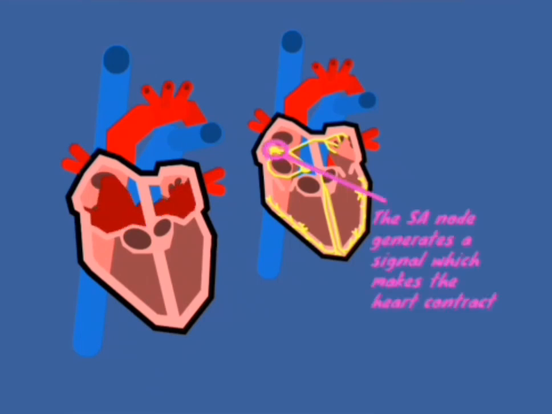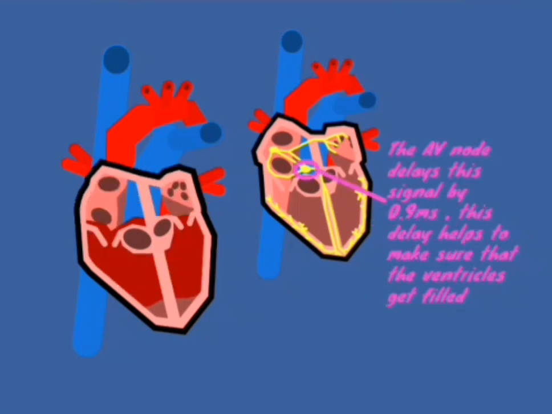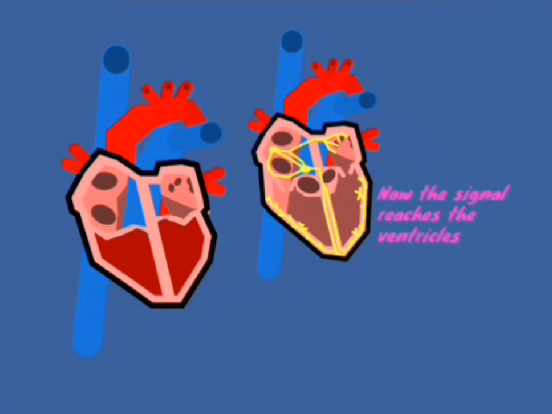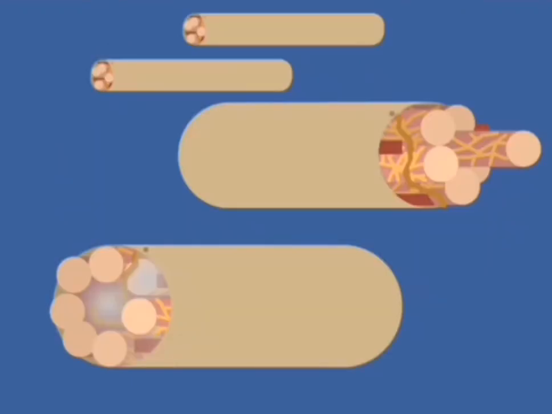The SA node generates a signal which makes the heart contract. Based on where the signal travels, the heart contracts. The AV node delays this signal by 0.9 milliseconds. This delay helps to make sure that the ventricles get filled. Now the signal reaches the ventricles. The Purkinje fibers send the signal throughout the heart.